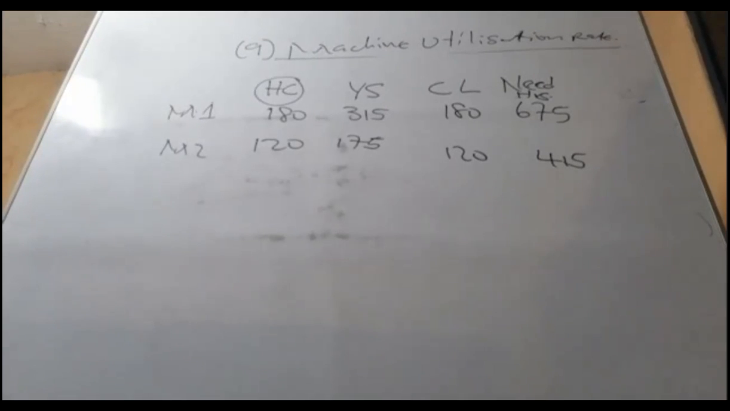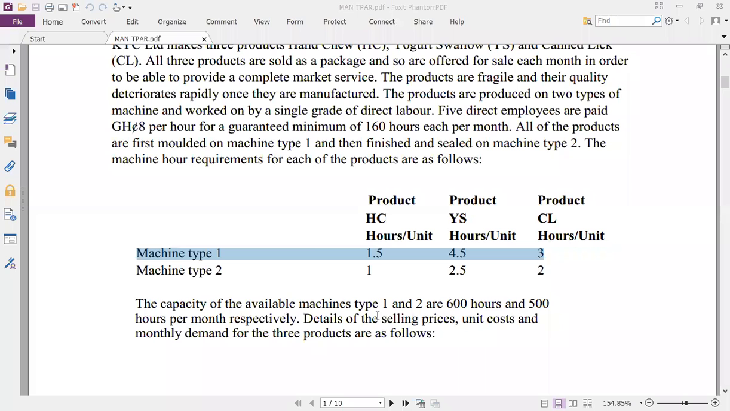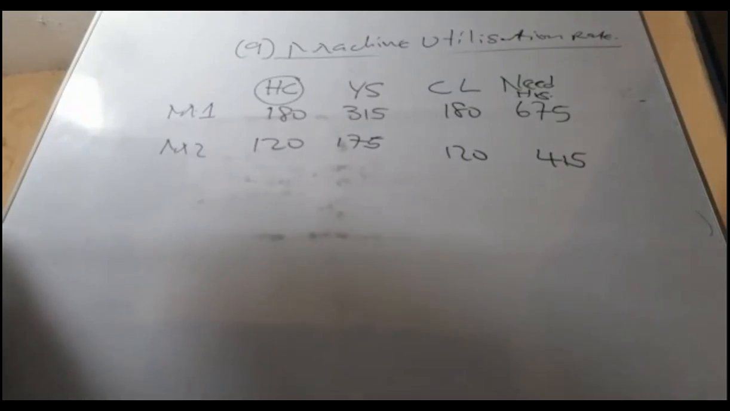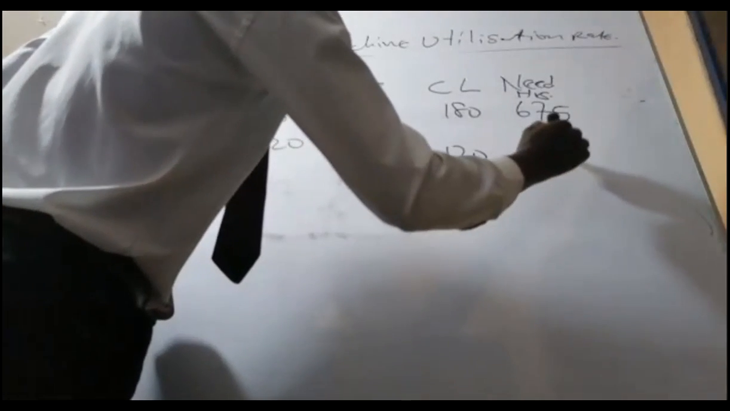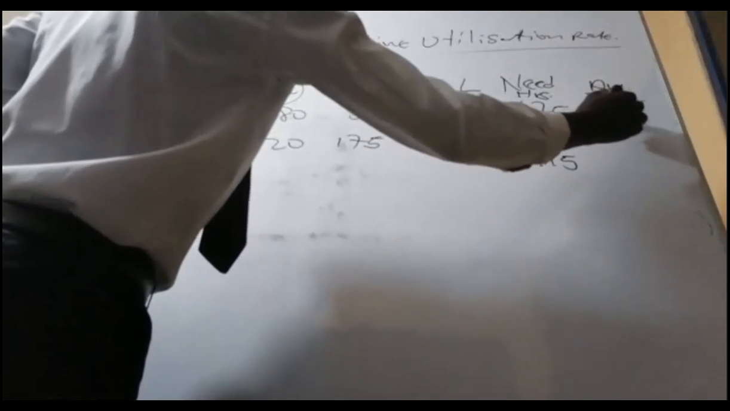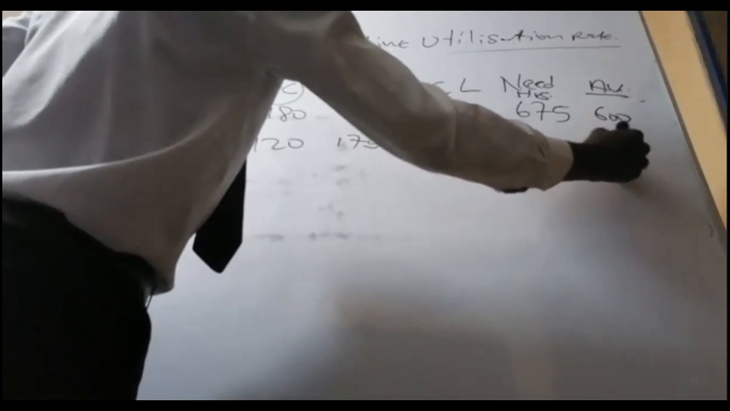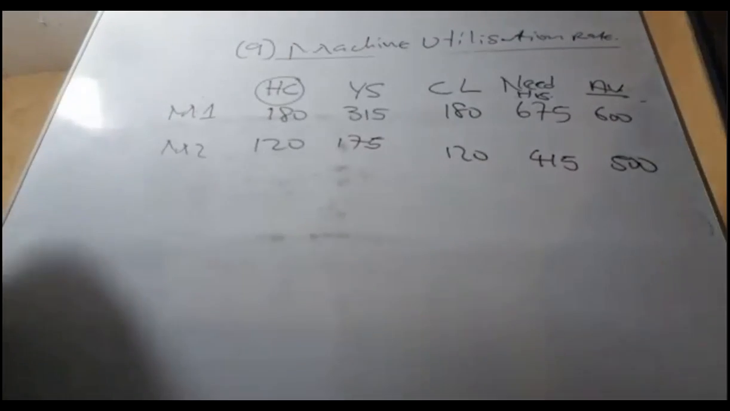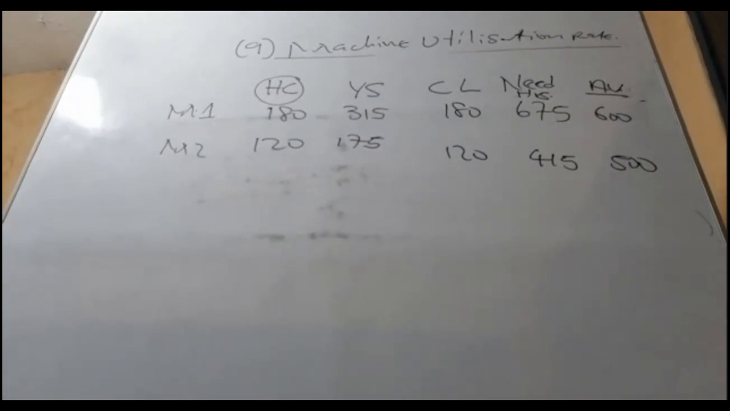So let's go to the question and pick what we have. So we have 600 and 500 respectively, right? So here, nicely, good. So 600 and 500. So have you seen that the question is not too difficult? So available, 600 and 500. Don't forget that the examiner said calculate what? Machine utilization rates. And use this one to determine what? The bottleneck resource. Good.